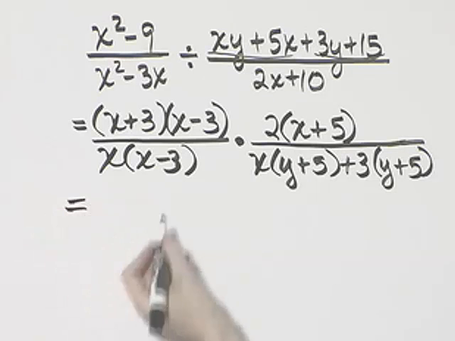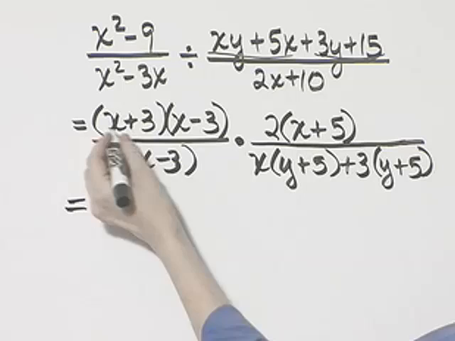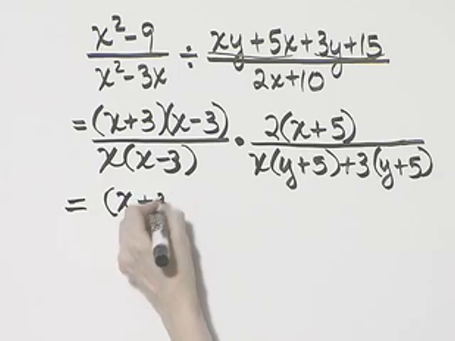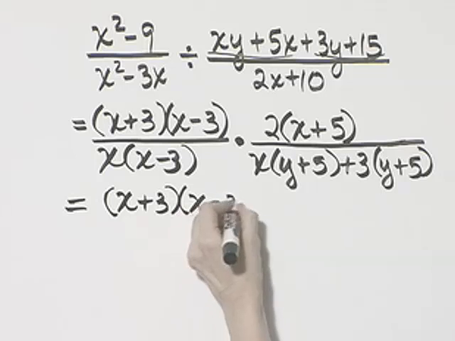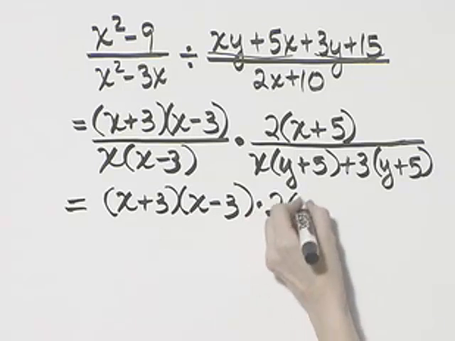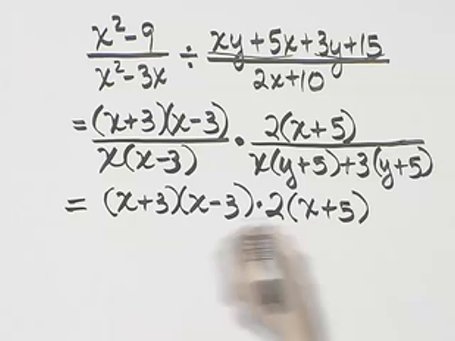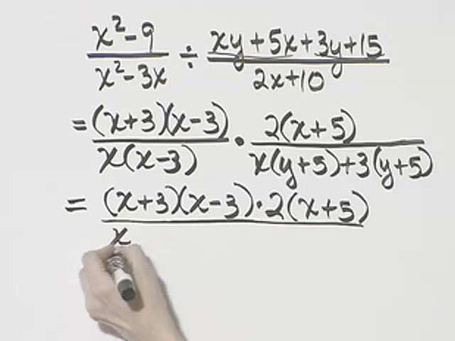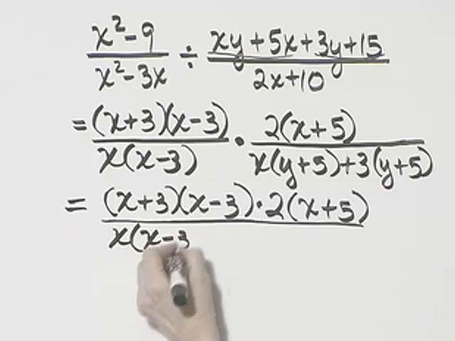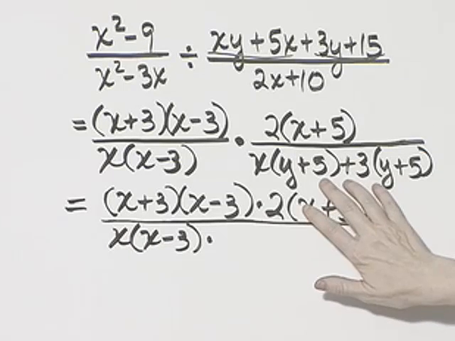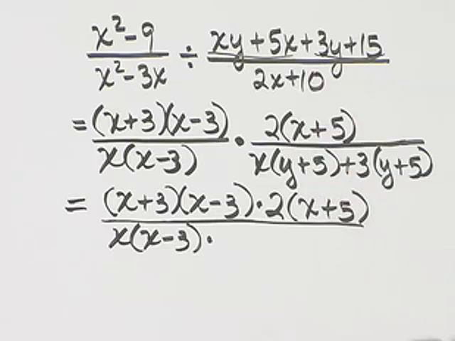But how do you multiply? It's numerator times numerator over denominator times denominator. So let me go ahead and write it that way. Numerator, x plus 3 times x minus 3 times numerator, that's 2 times x plus 5, all over denominator, x times x minus 3 times denominator, and now I'll finish factoring this original 4-term polynomial.